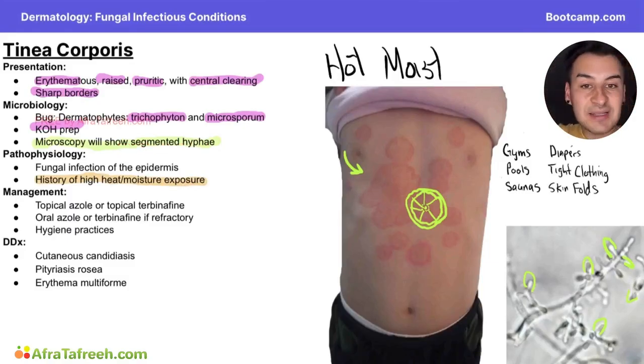So in terms of the treatment of this condition, it's pretty easy. You're just going to throw an antifungal wherever you see the rash. So our go-to is going to be a topical azole or topical terbinafine, but if that doesn't work, we can always escalate to oral therapy as well.